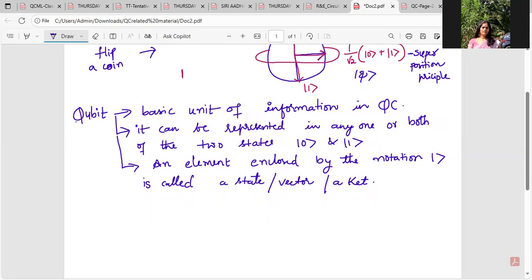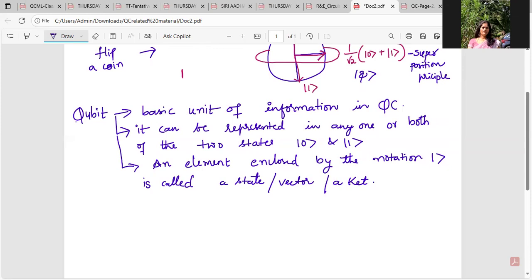Now I'll talk about the mathematical notation so that things are easily understandable. When you look at a notation, it should not be confusing or scare us. So I'll go into the mathematical notations first and then talk about the physical interpretations. An element enclosed by the notation, the slash and the greater than symbol, is called a state, or vector, or a ket.